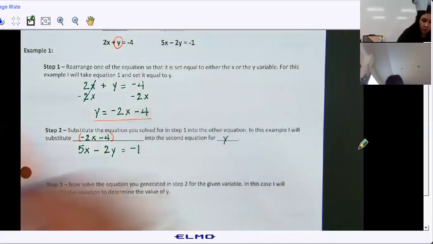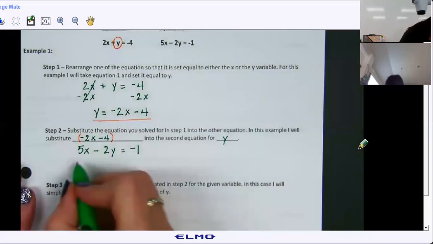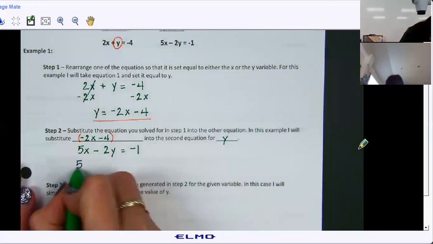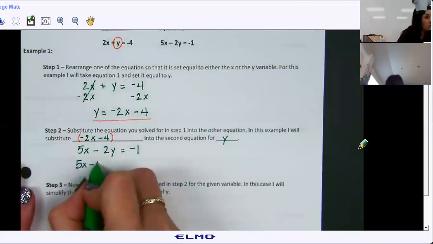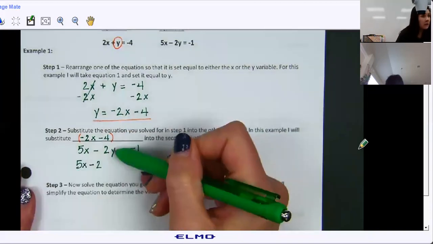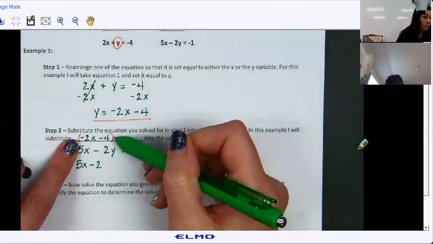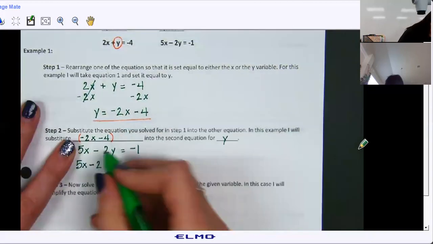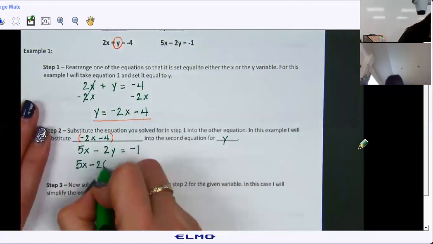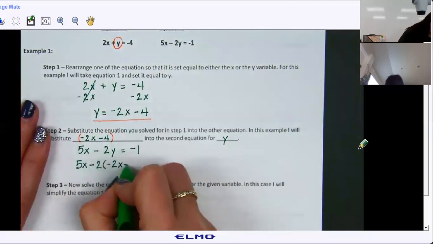So what that's going to look like is 5x minus 2. Now remember, we're replacing the y with this expression here, and I write it in parentheses. Negative 2x minus 4.